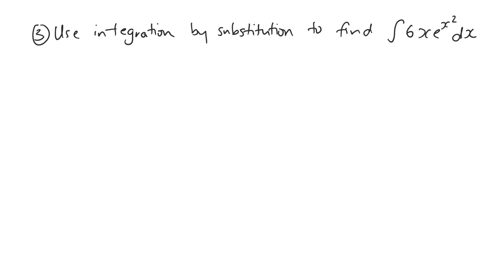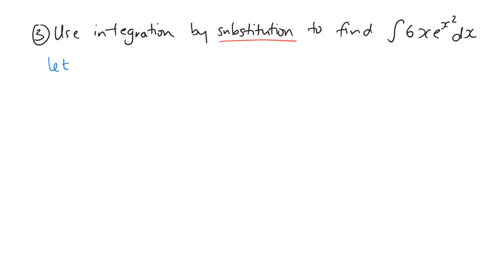Okay, so example 3, then. Use integration by substitution to find the integral of 6x e to the x squared dx. Now, you could do this by using integration by inspection, but if the question says use integration by substitution, even if you get the correct answer, you will get no marks if you don't use this method. So we'll have to use substitution. This one hasn't given you the substitution, so we take the part of the integral that's giving us bother, so it's the x squared up at the top here.